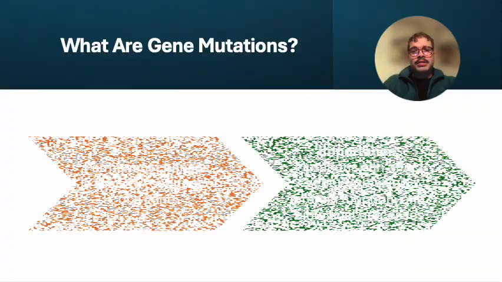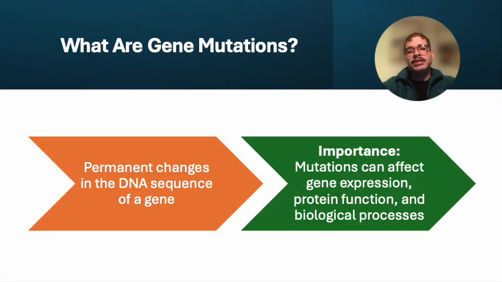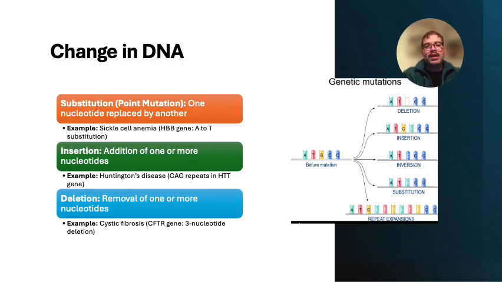What are gene mutations? They're permanent changes in DNA sequences in genes. It's important to note that mutations can affect gene expression, protein function, and biological processes. What does this look like? Changes in DNA don't only happen in one way. It happens in multiple ways.